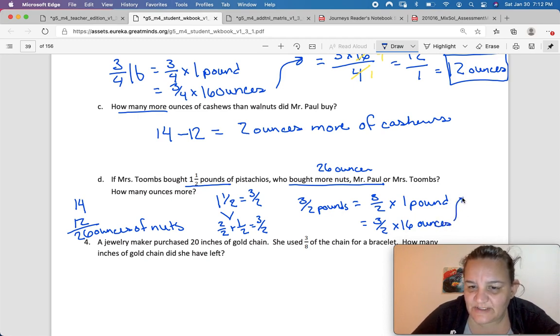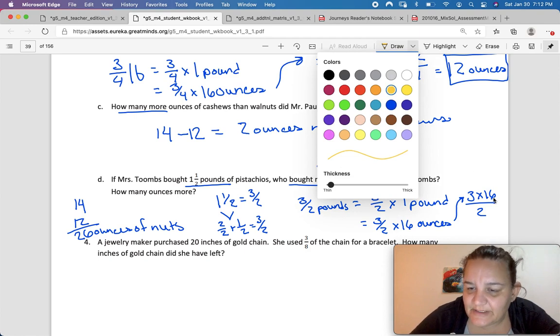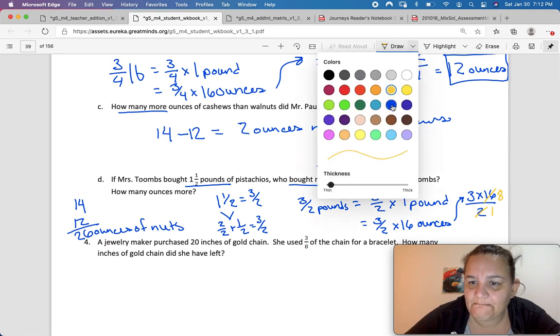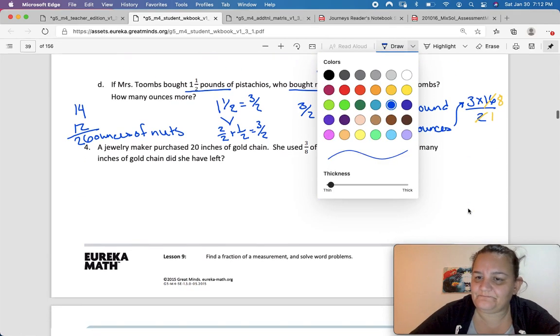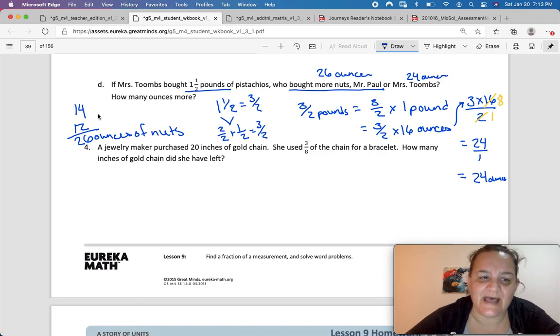Now, I'm going to move my equation up here. Ooh, I'm running out of space. 3 times 16 over 2. And I can definitely make this a smaller number here. I'm going to turn that into an 8, and this into a 1. Now I have 3 times 8 equals 24 over 1, which equals 24 ounces. Okay, so Mrs. Toombs bought 24 ounces of nuts. And Mr. Paul, because we added up his cashews and his walnuts, bought 26 ounces.